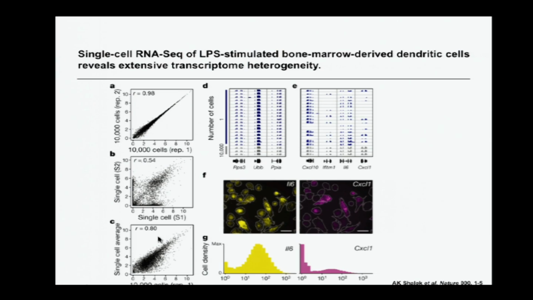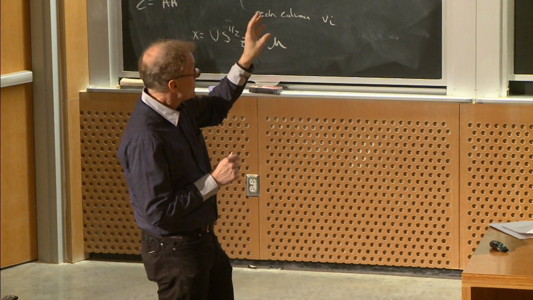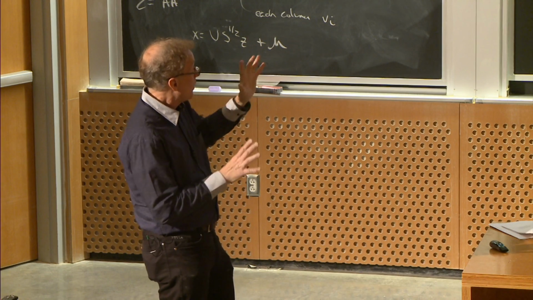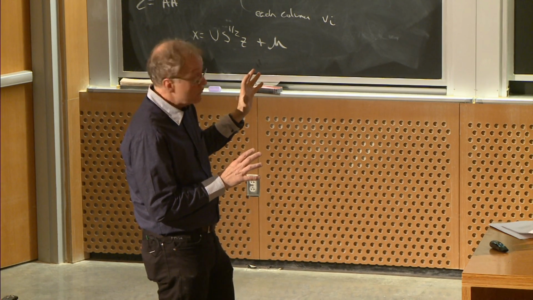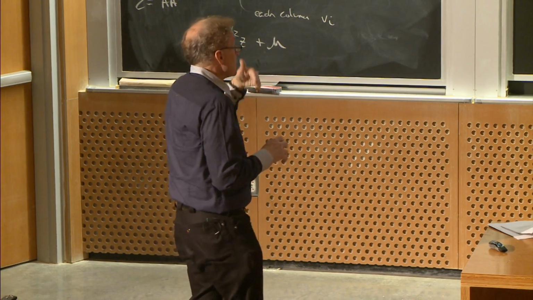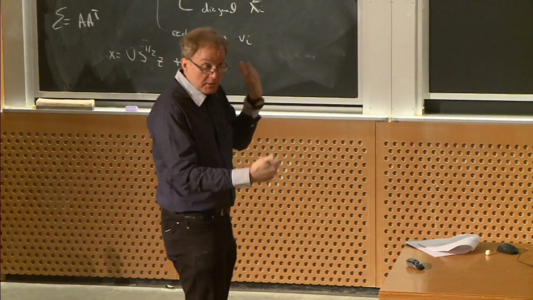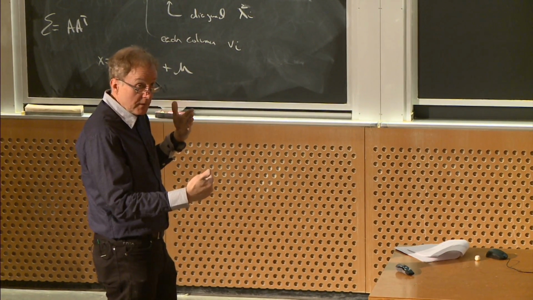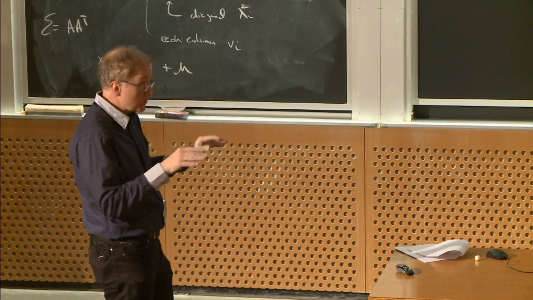Here is a separate experiment, which is looking at two individual cells and plotting, for each gene, the expression in one cell versus the gene in the other cell. You can see that the correlation coefficient is 0.54, and there's actually a fairly wide spread. In fact, there are genes that are expressed in one cell that are not expressed in the other cell, and vice versa. So the expression of these individual cells is quite divergent.